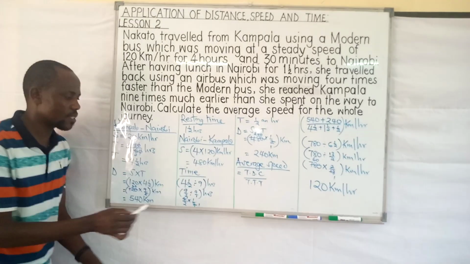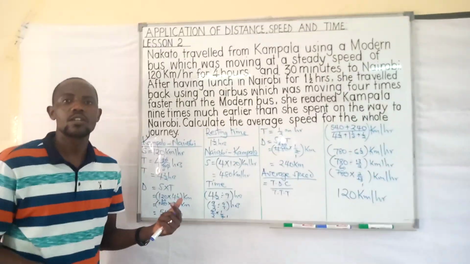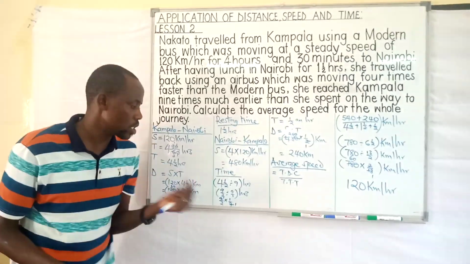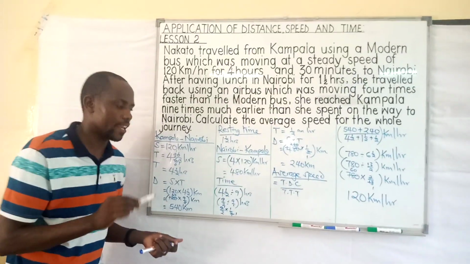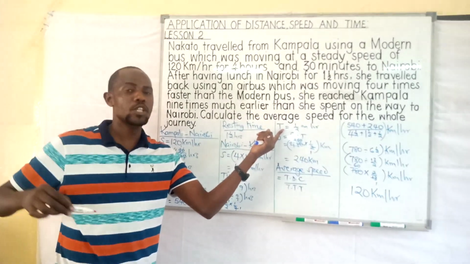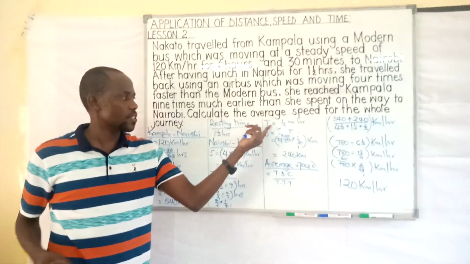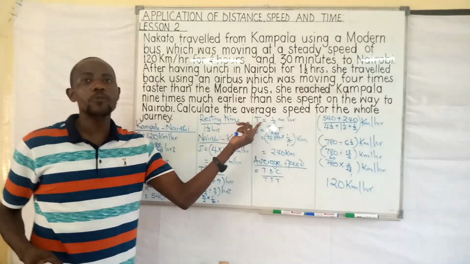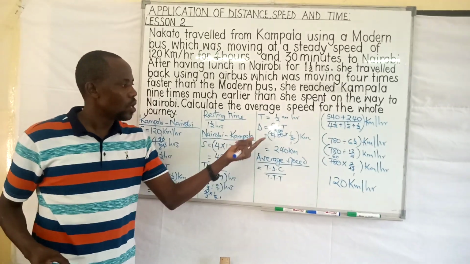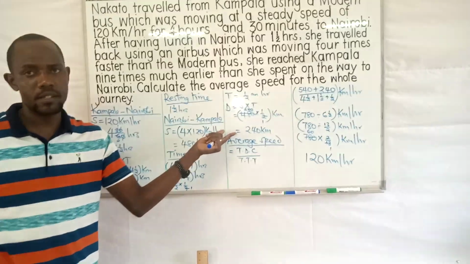And the time, they told us that Nakato reached 9 times much earlier than she spent when she was going to Nairobi. So that means we get the time she spent when she was going to Nairobi, which is 4.5, divided by 9. And when we did that, we got half an hour. That means back to Kampala from Nairobi, she only spent half an hour in an Airbus. It therefore helps us to get the distance from Nairobi to Kampala, which we got as speed times time, and it is 240 kilometers.